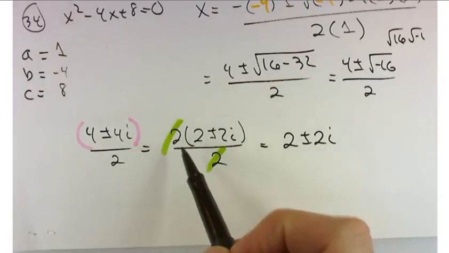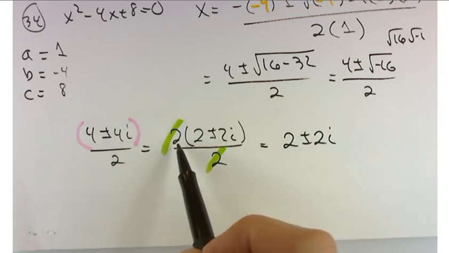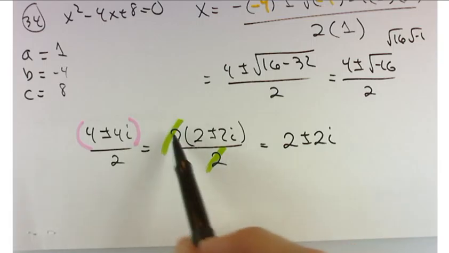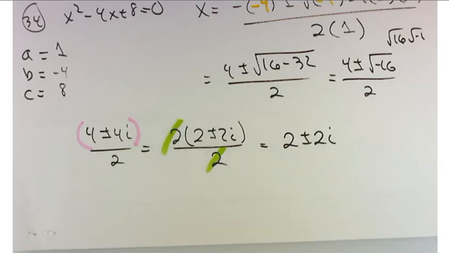Now, technically the GCF would have been 4. I probably should have factored out the 4, and then when I canceled, I'd be left with a 2. But it worked out fine like we did.